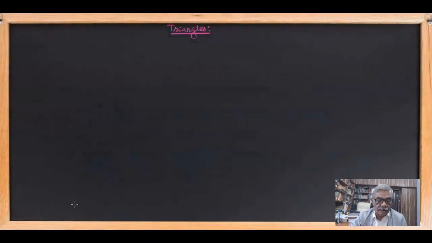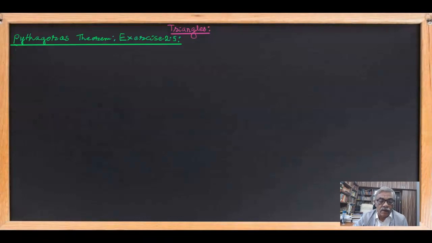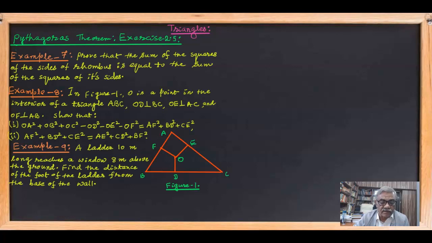Again, I am listing examples 7, 8 and 9 from exercise 2.5. I will give the solutions for examples 7 and 9, and I will leave example 8 for homework. These are the three examples I am stating here, and out of these three, I am going to solve 7.